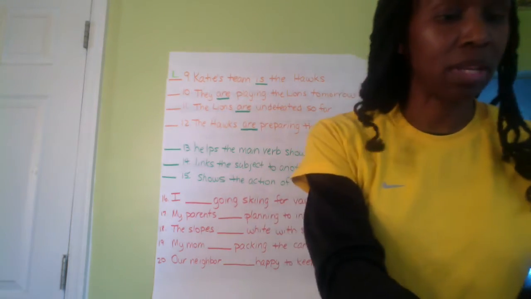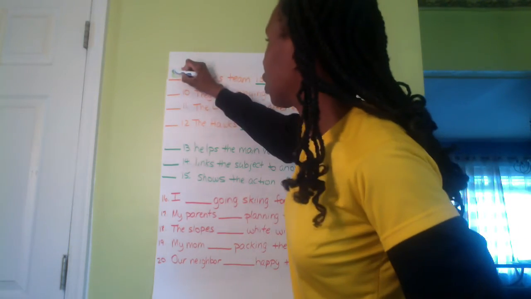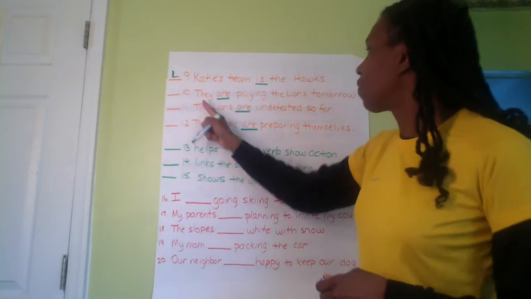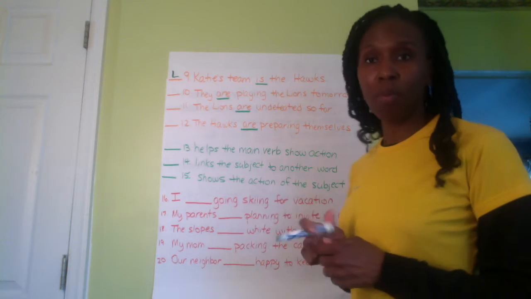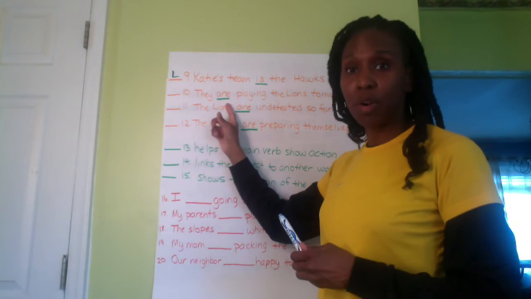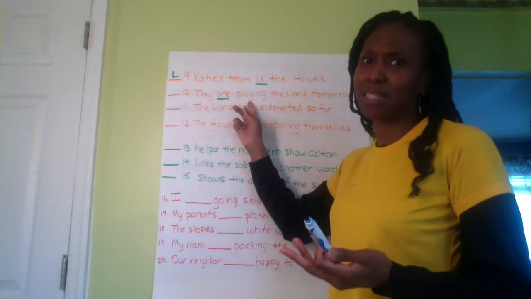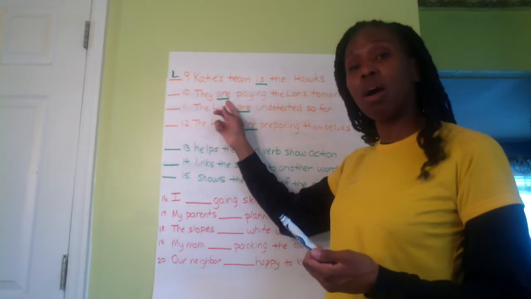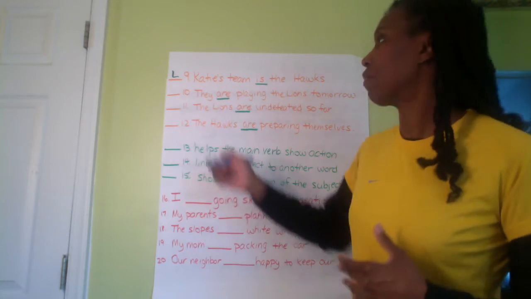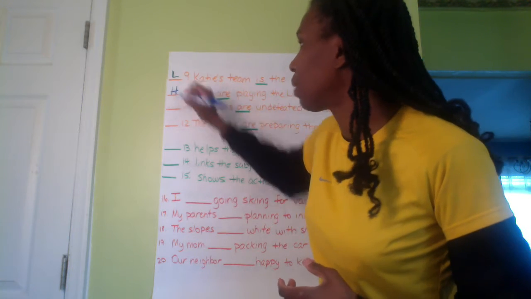I'm sorry, that's too late. All right, we're going to put L. Okay. All right, they are playing the Lions tomorrow. All right, here's our verb. Directly behind it, playing. Are playing. Well, playing is definitely an action verb. So are is working here as a helping verb. So H goes in the blank.